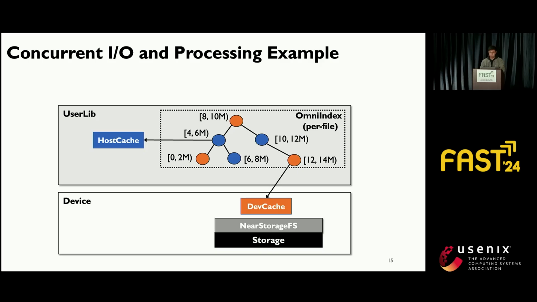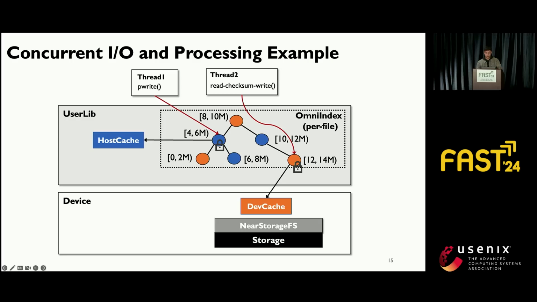OmniIndex, which resides in the UserLib, is a per-file range tree. It's used to locate the data position, whether in host, device, or in the storage. And also it provides the ability to coordinate access between different threads. So for example, thread 1 issues a regular operation, which is P write here. It will need to search the OmniIndex to get the corresponding log. And the blue node here indicates the cache resides in the host. Then it just directly overwrites the data in the host cache.